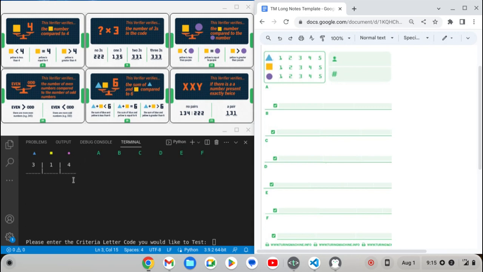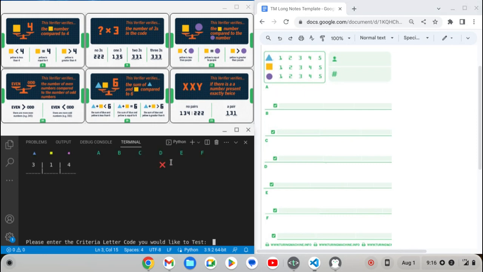And we're going to start off with an initial proposal of 314. So the first thing I want to test is I want to know something about the ratio of even to odds. So let's go ahead and test criteria card D.